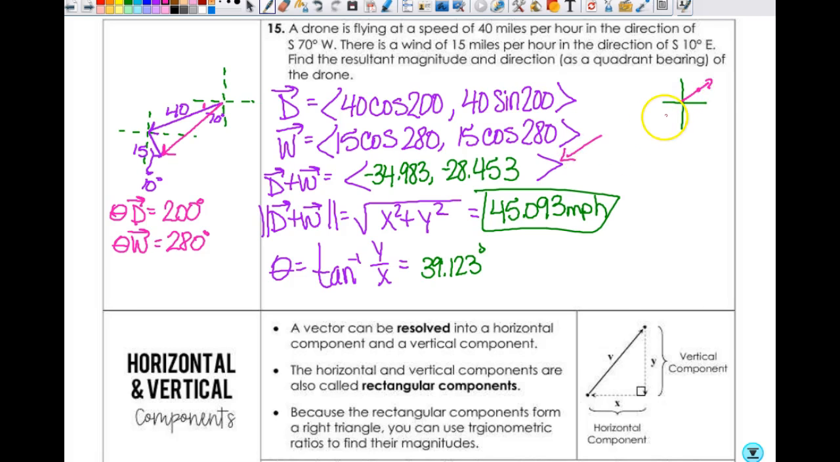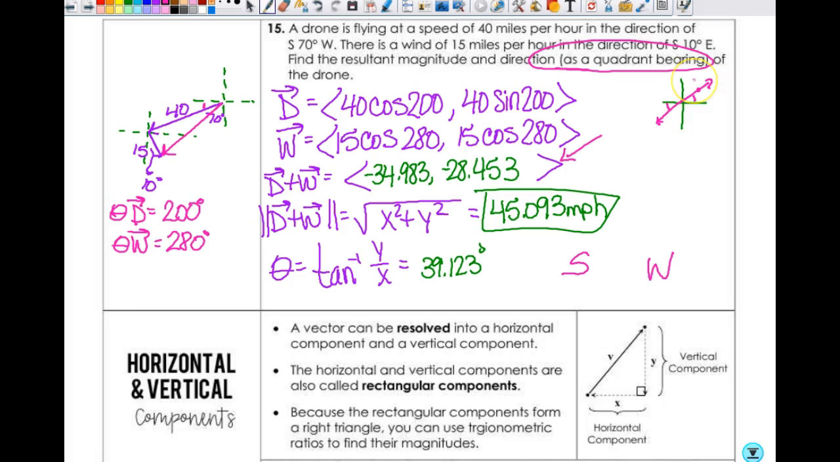The third quadrant. So to get my theta correct, I could add 180, and you could do that. When you do that, then it comes over here, right? But remember, you've got these vertical angles here. What this is asking me for, it says find the resultant magnitude and direction as a quadrant bearing, which means that if I actually want to end up down here, it is going to be south something west, right? South something west. So we've got to figure out that something.